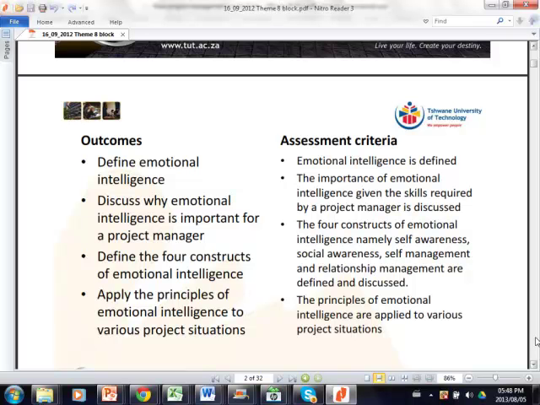Okay, so the outcomes, and let's talk about the assessment criteria, because they basically link to each other. You need to be able to define emotional intelligence. You have to be able to tell me about the importance of emotional intelligence given the skills required for a project manager, so you need to be able to discuss that. The 4 constructs of emotional intelligence, namely self-awareness, social awareness, self-management, and relationship management, are defined and discussed. And then lastly, the principles of emotional intelligence are applied to various project situations.